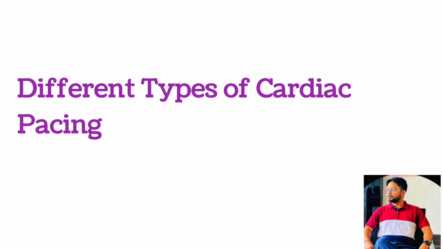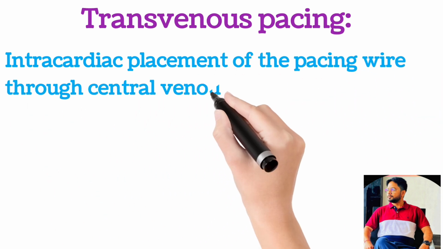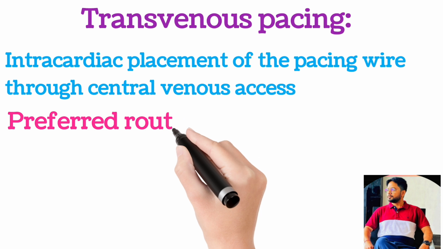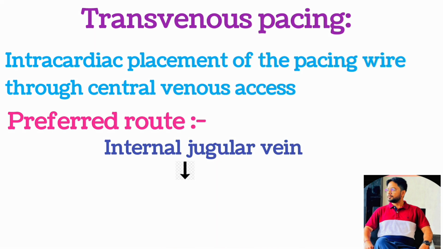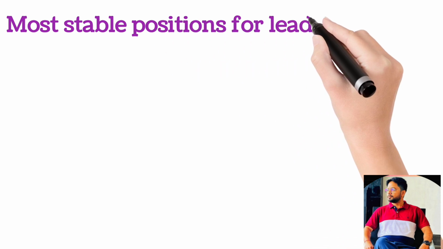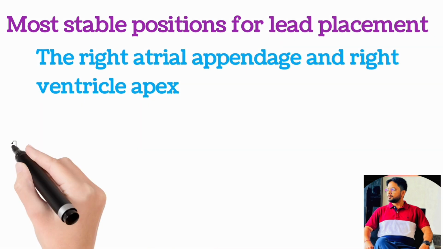Different types of cardiac pacing. Transvenous pacing involves intracardiac placement of a pacing wire through central venous access. The preferred route for central venous access is the internal jugular vein, followed by the subclavian and femoral veins. However, other major veins like the external jugular vein and brachial vein can also be used. The leads are placed into the endocardium of the atrium and/or ventricle. The right atrial appendage and right ventricular apex provide the most stable positions for lead placement.